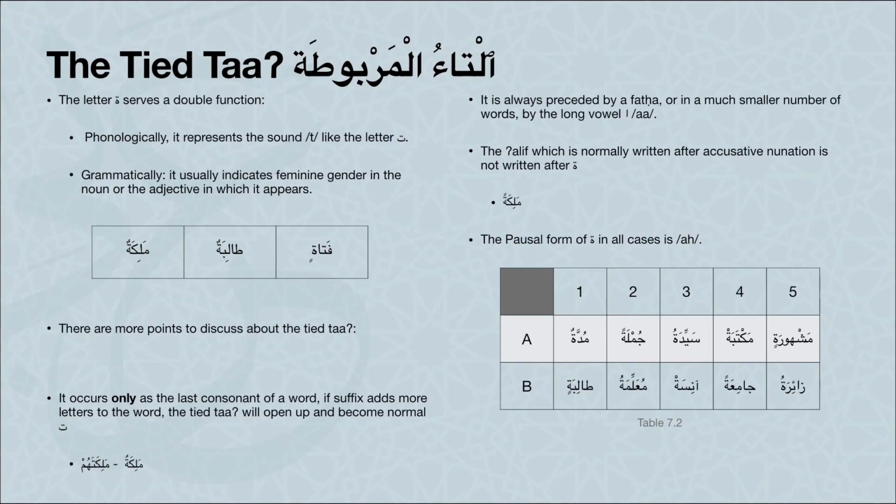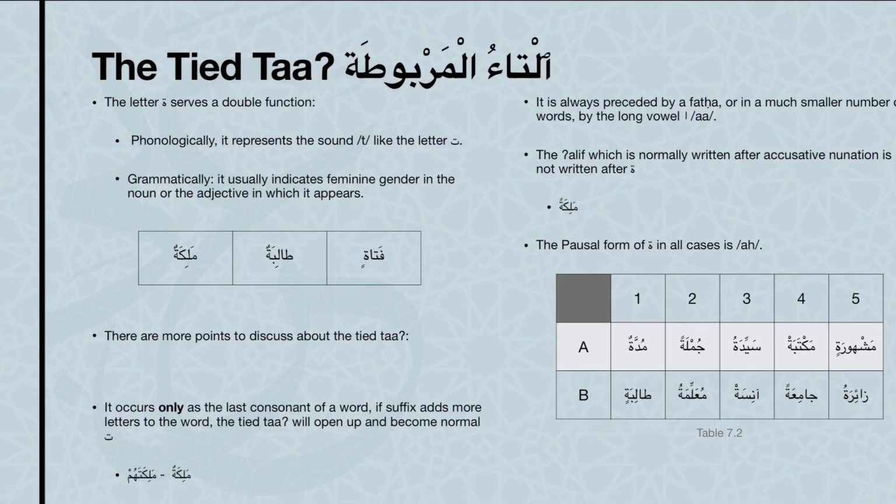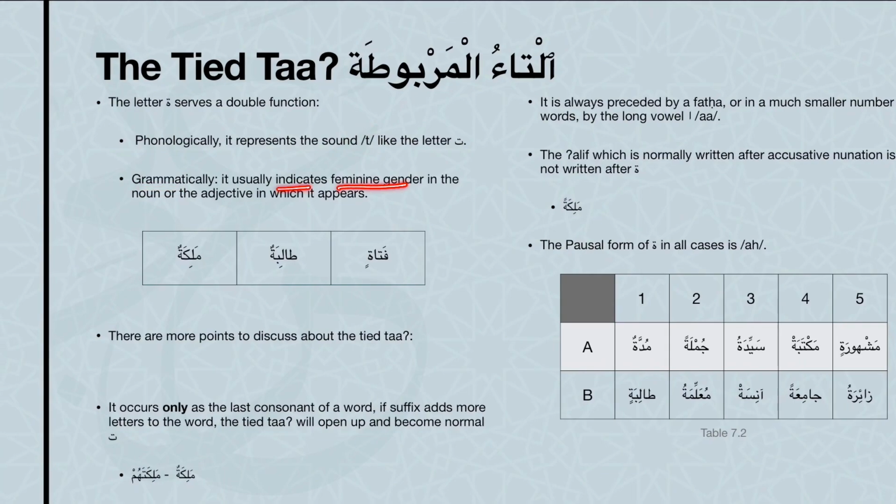The ta marbuta basically has a double function, which is something that would make your life easier as a learner. Phonologically, it represents the sound t like the letter ta. Otherwise, it wouldn't be called ta marbuta, it would be called something else. It represents the letter ta, but in a different shape or form. Grammatically, it usually indicates feminine gender in the noun or adjective in which it appears.